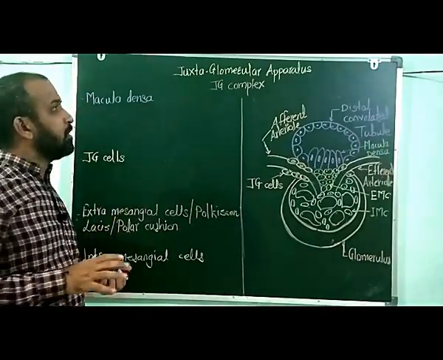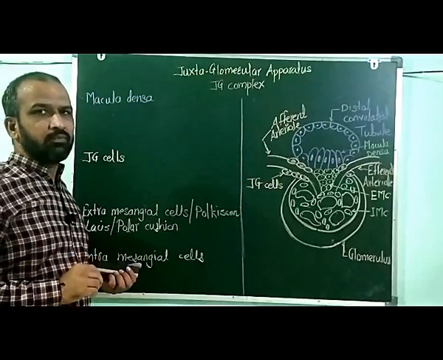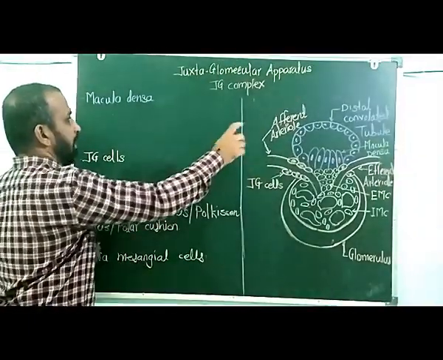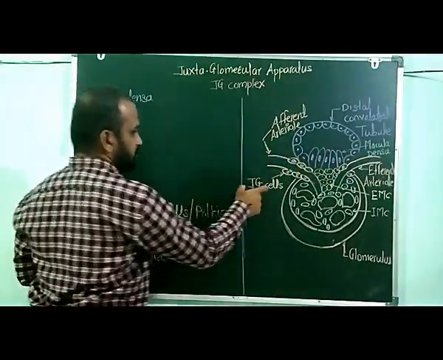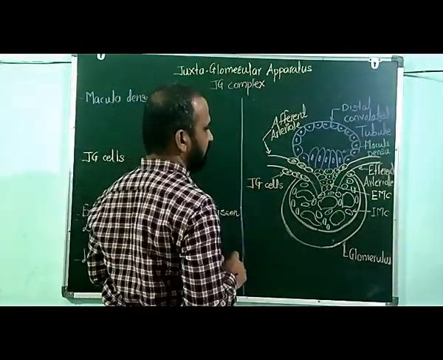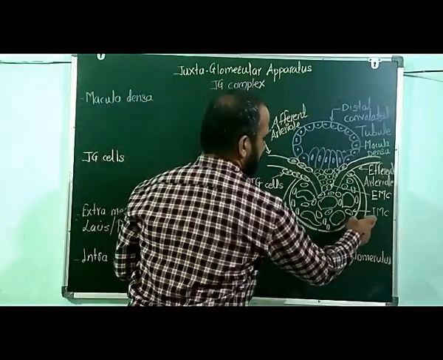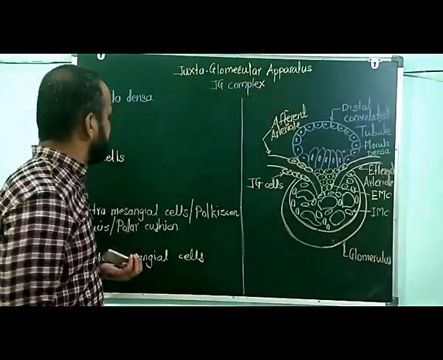Are you getting? There are four cell types present in the Juxta Glomerular apparatus. The first one is the Macula densa. Second one is the JG or Juxta Glomerular cells. Third one is the Extramesangial cells, and the last one is intramesangial cells.